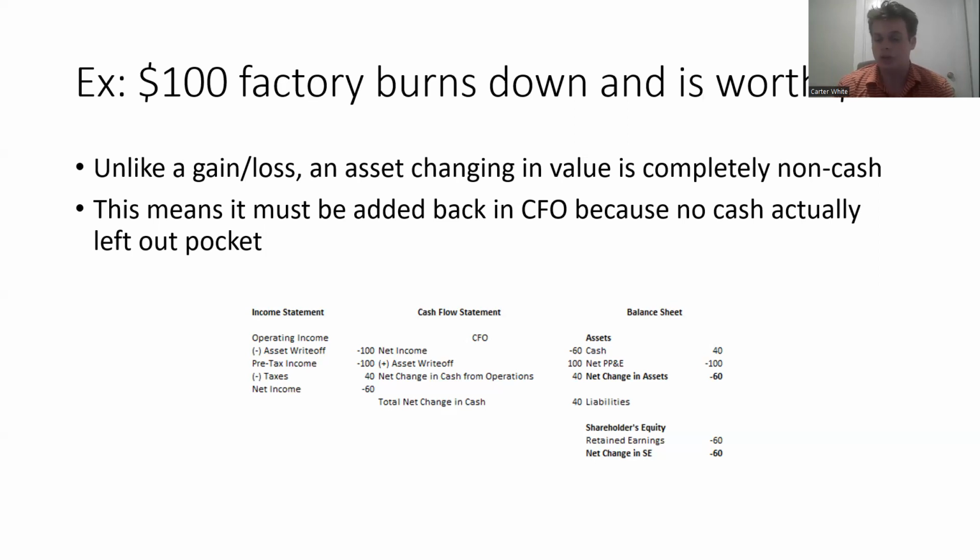And then your shareholders' equity, your retained earnings, are down by 60 because your net income is down by 60. So that's how an asset write-off or write-down works. Similar mechanics to the gain or loss. It goes below operating income, and you need to add or subtract it in cash flow from operations because it's not related to your core operations.